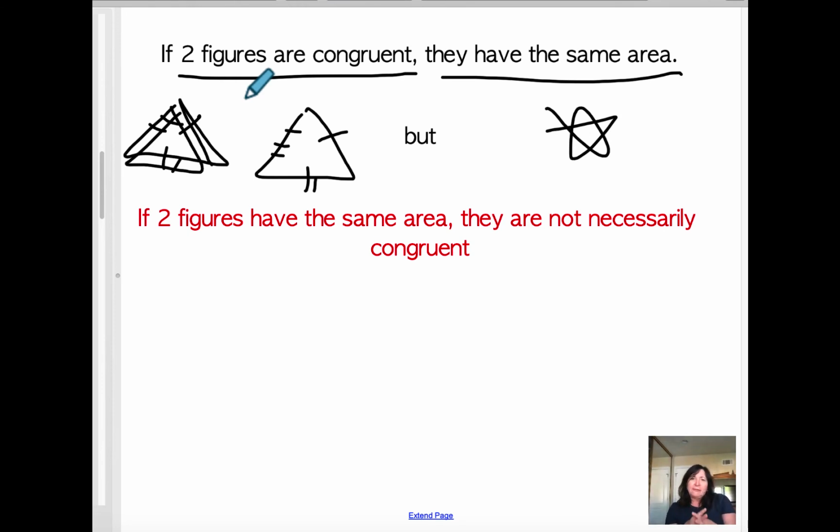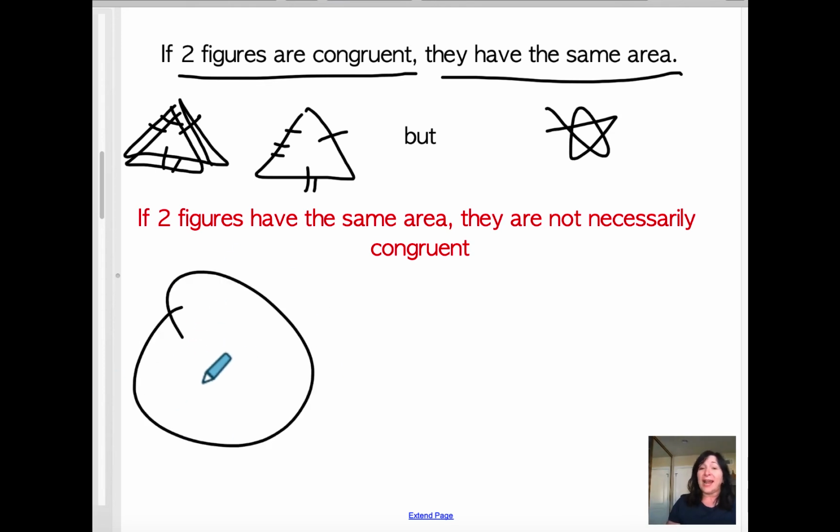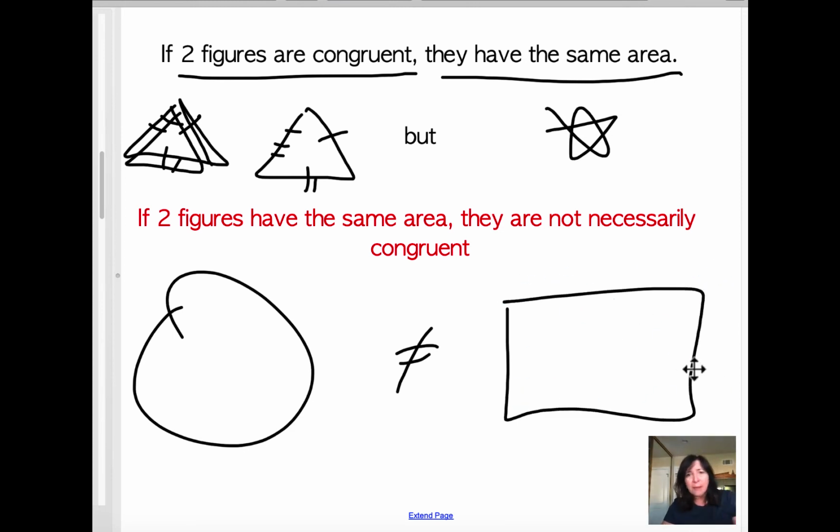However, if two figures have the same area, that does not necessarily mean that they are congruent. Because I can have a circle that has an area with the same value as this rectangle's area, but they are not exactly the same shape. And maybe an even better example would be that a triangle could have the same area as a rectangle without being the same.